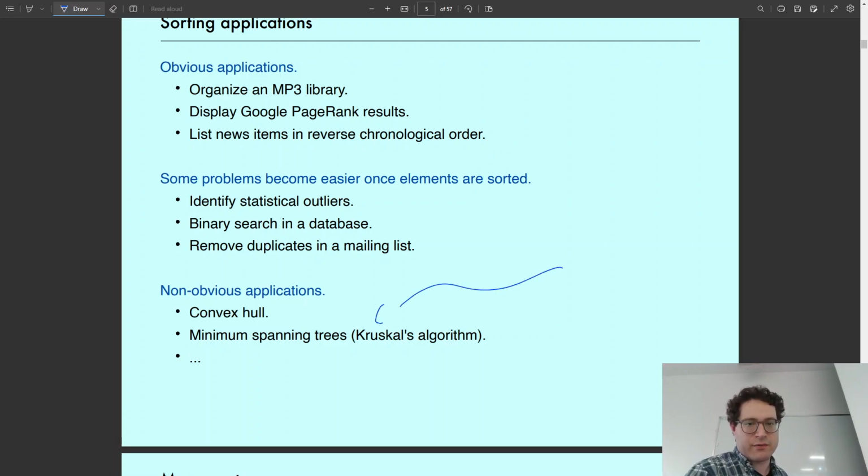Non-obvious applications, which we'll get into later, are minimum spanning trees. But also, binary search becomes a lot easier once something is sorted. In fact, that's the reason trees work. It keeps everything in kind of a sorted order, which is why we're able to go through it and use binary trees so efficiently.